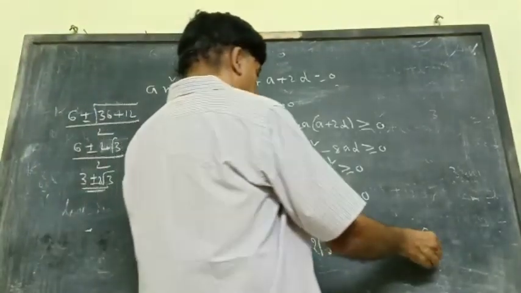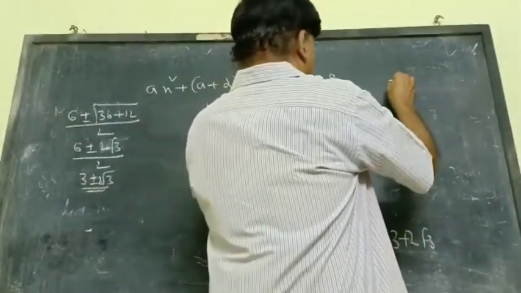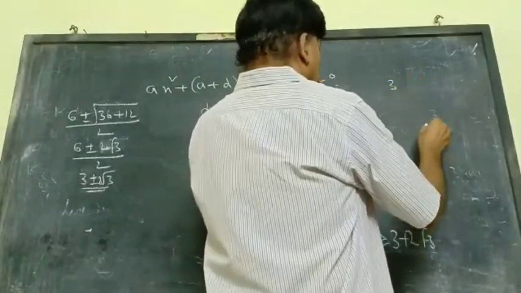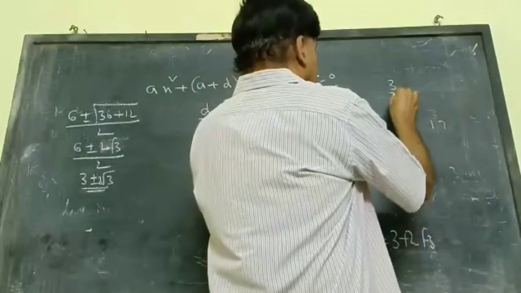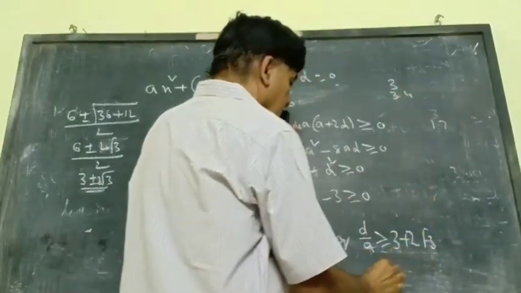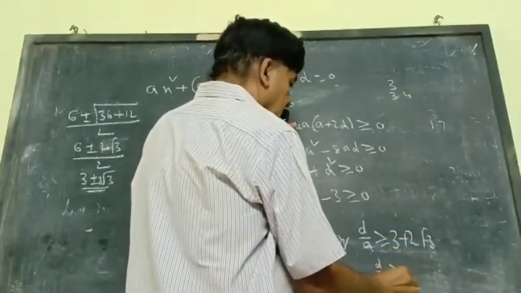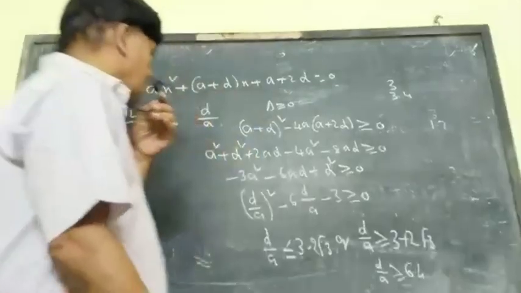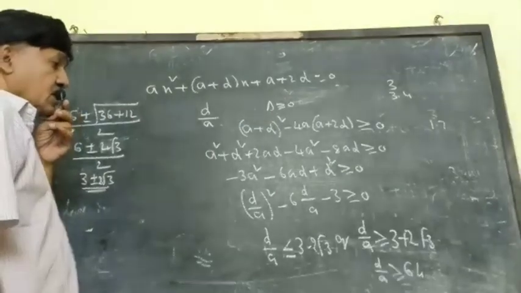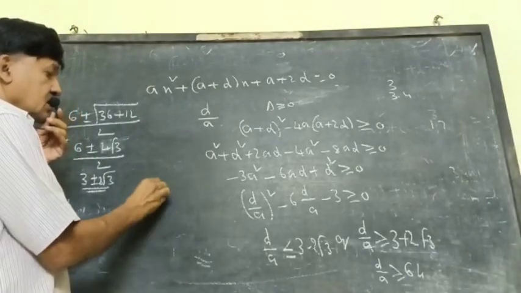So what is the value of this 3 plus root 3? Root 3 is approximately 1.7, you take it, you will get 3.4. So d by a is greater than or equal to 6.4. What is the least positive integer value you can have? 7.